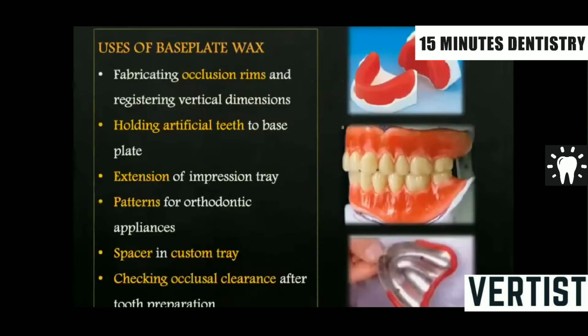The uses of baseplate wax are, they are used to make the occlusal rims, they are used to hold the artificial teeth, they are used for extension of the impression trays if your impression tray is falling short, patterns of orthodontic appliances, spacers in the custom tray, or checking the occlusal clearance after tooth preparation.